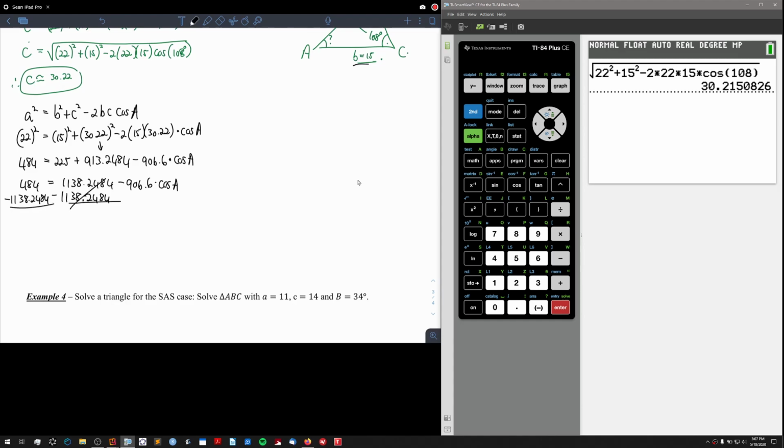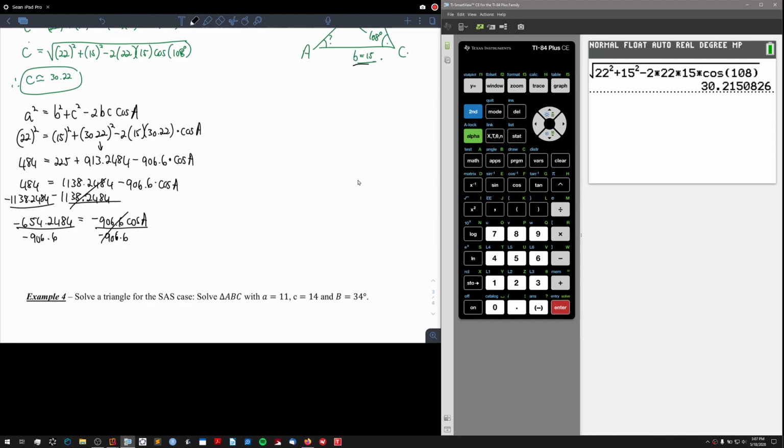Okay, that's gone, and what you have left then is negative 654.2484 equals negative 906.6 times cosine A. Again, same procedure. Divide both sides. Not the cosine A part, sorry. Just divide that negative 906.6. This is gone.